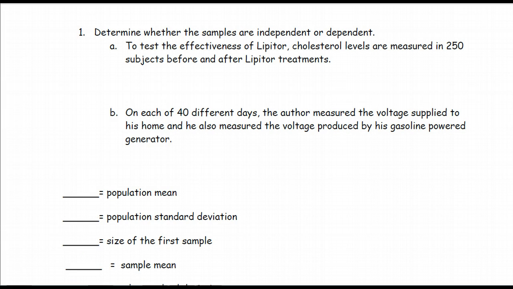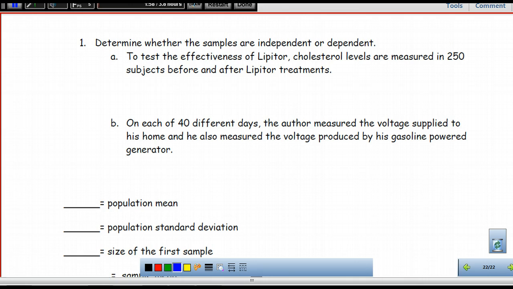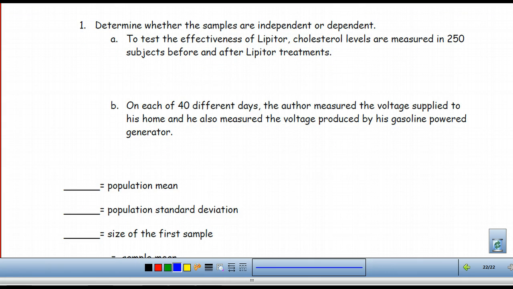Determine whether the samples are independent or dependent. To test the effectiveness of Lipitor, cholesterol levels are measured in 250 subjects before and after Lipitor treatments. So I'm seeing that keyword before and after. I'm assuming they're testing each patient before and after, using that same patient, so they're somehow linked. And so this is dependent.